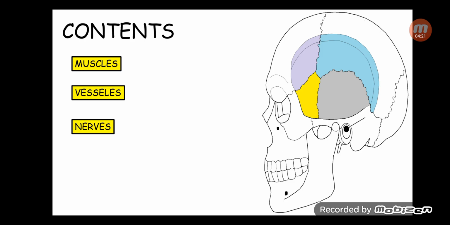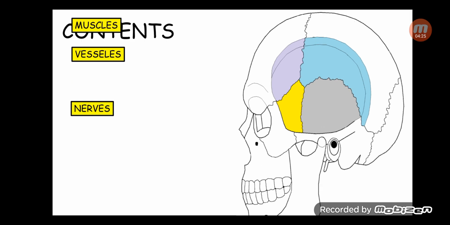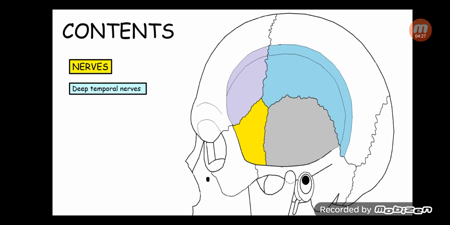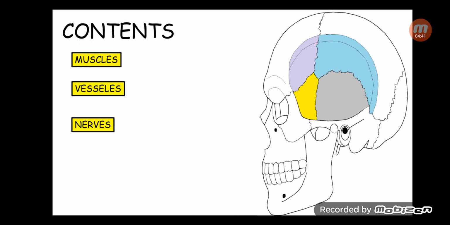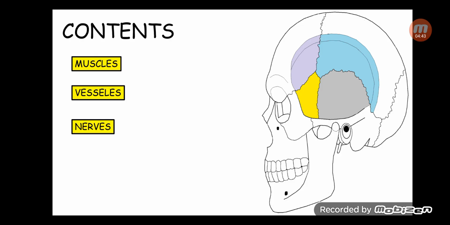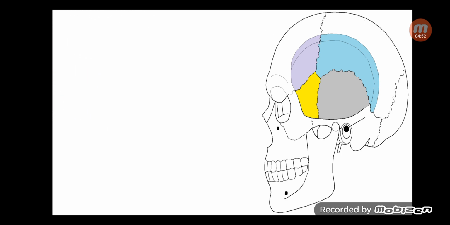Then the other category of contents present in the temporal fossa is nerves. The nerves in the temporal fossa are the deep temporal nerves, the zygomaticotemporal nerve, the auriculotemporal nerve, and the temporal branches of the facial nerve. These are the four important nerves present in the temporal fossa. So this was about the contents of the temporal fossa: the muscles, vessels, and nerves present in it.